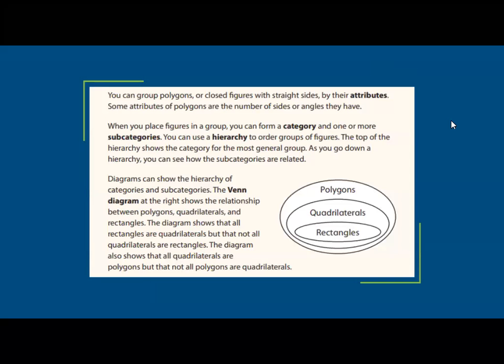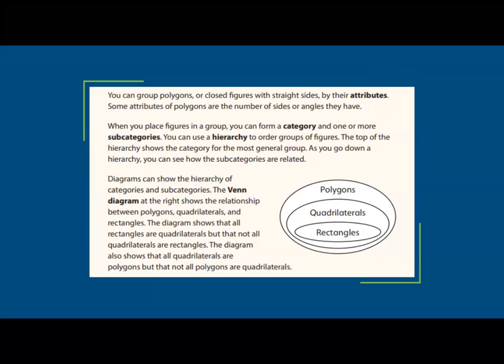You can group polygons, or closed figures with straight sides, by their attributes. Some attributes of polygons are the number of sides or angles they have. When you place figures in a group, you can form a category and one or more subcategories. You can use a hierarchy to order groups of figures.